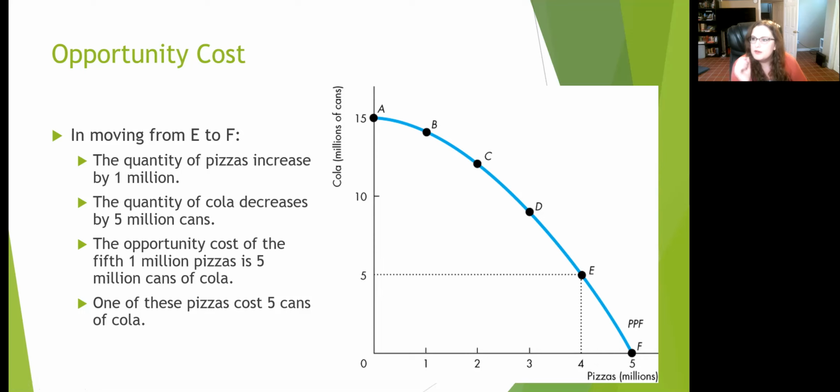So what's the opportunity cost of having this fifth 1 million pizza? So we have our first 1 million, our second 1 million, our third 1 million, our fourth 1 million, this fifth 1 million of pizza, going from 4 million to 5 million pizzas. Well, that 1 million increase means that we're decreasing soda by 5 million. Okay, cool. So if we have 1 million pizzas, but we're giving up 5 million sodas, this means for each additional pizza, we're giving up 5 sodas. The opportunity cost of having 1 more pizza is the 5 sodas that we have to give up. Boom, done. That's your opportunity cost.